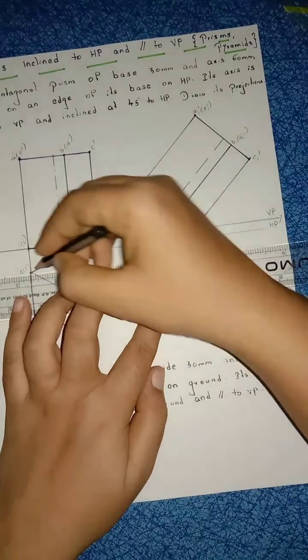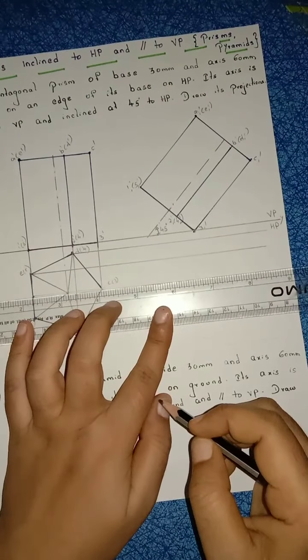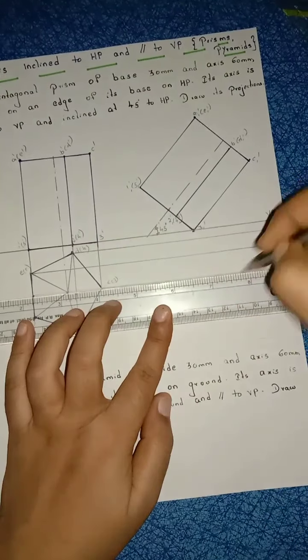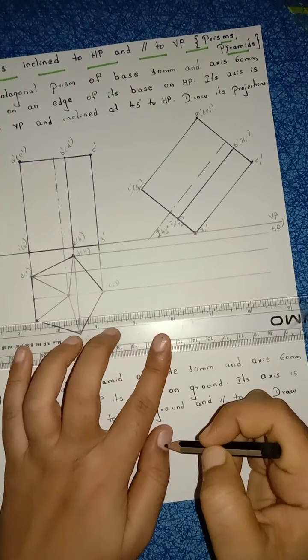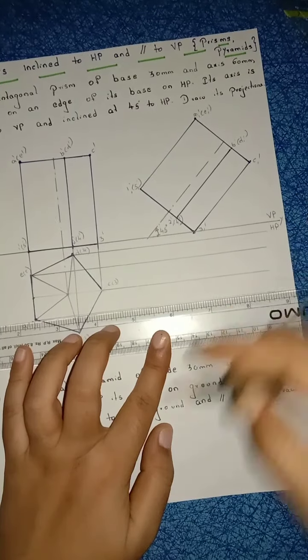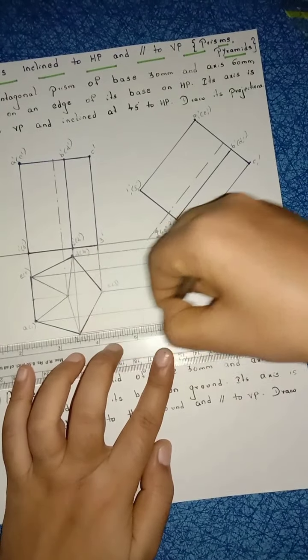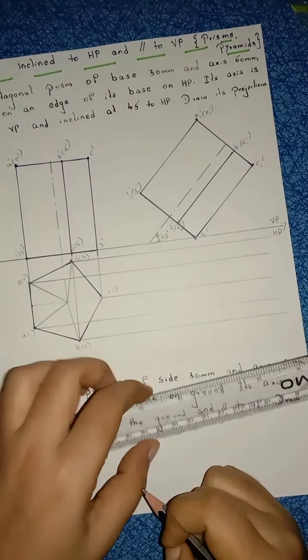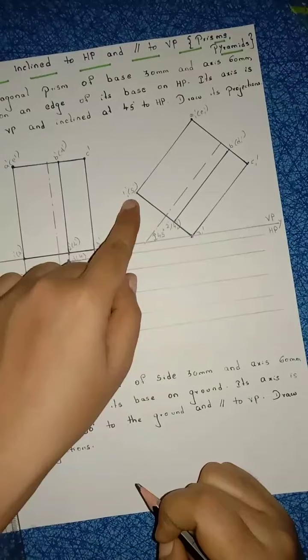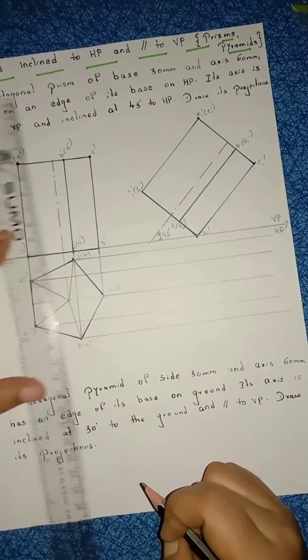Now after constructing this prism, from every corner of the pentagon, from D, draw the projection line. From E of 5, draw the projection line. From C of 3, draw the projection line. From A of 1, draw the projection line. From B of 2, draw the projection line. Now same concept, from 1 to 1, mark the point.